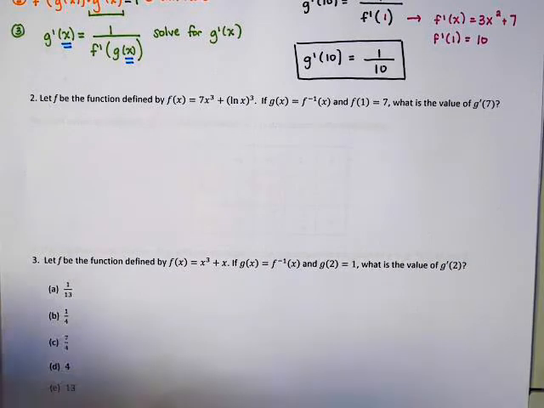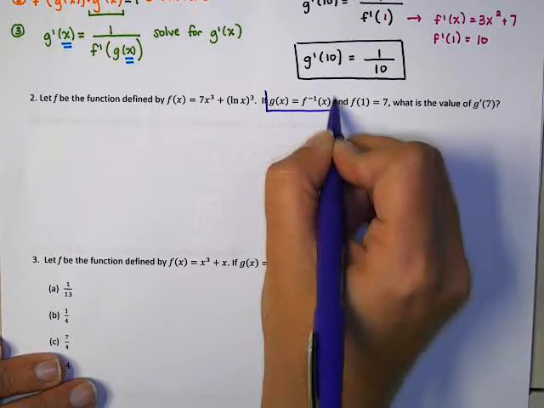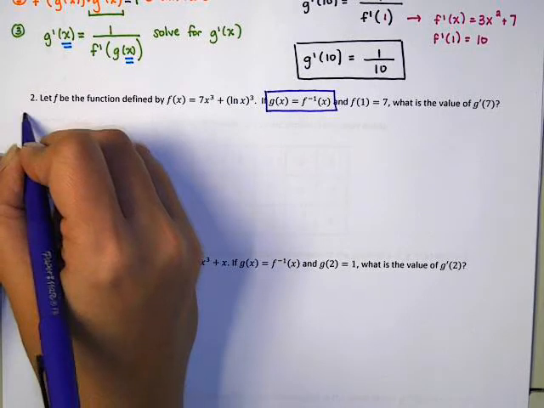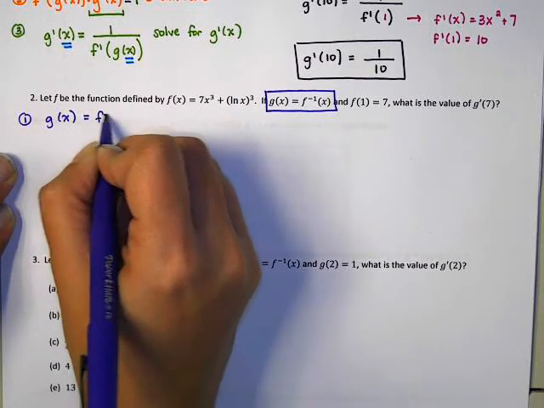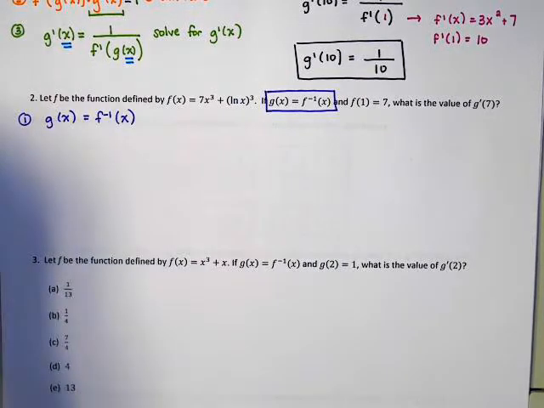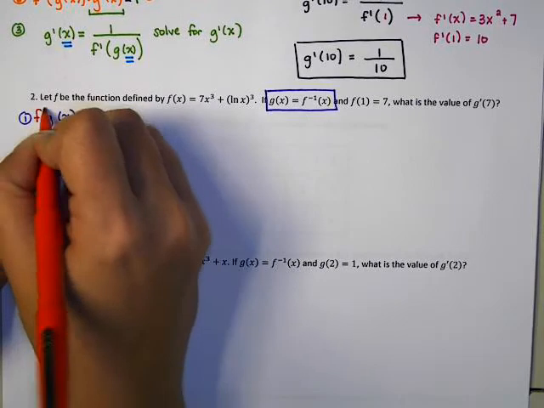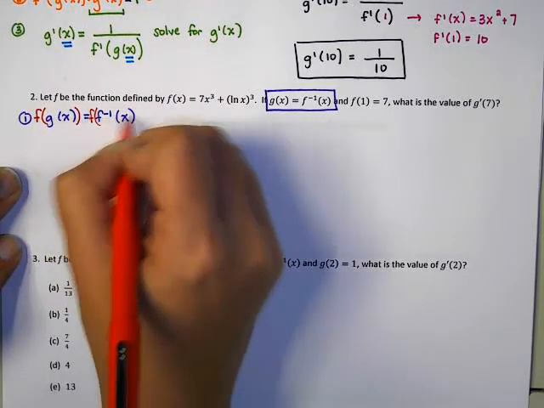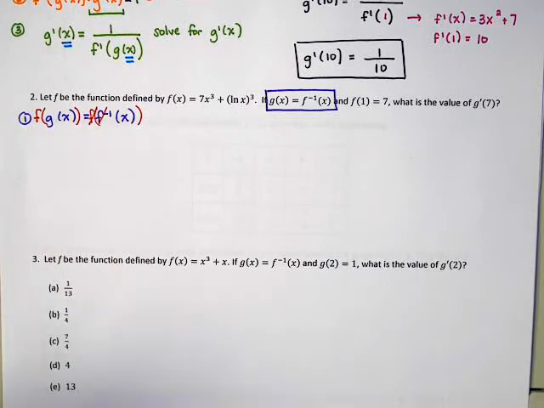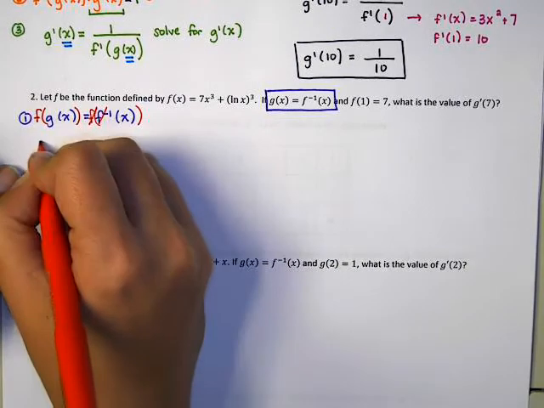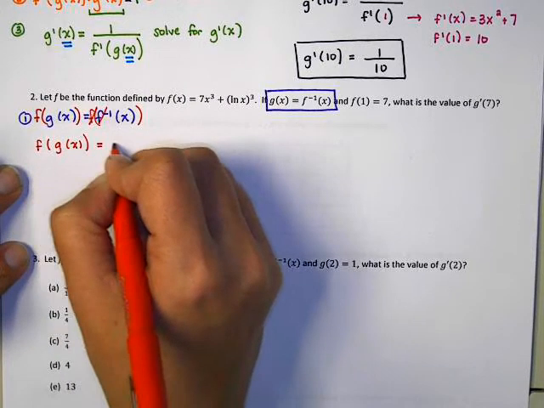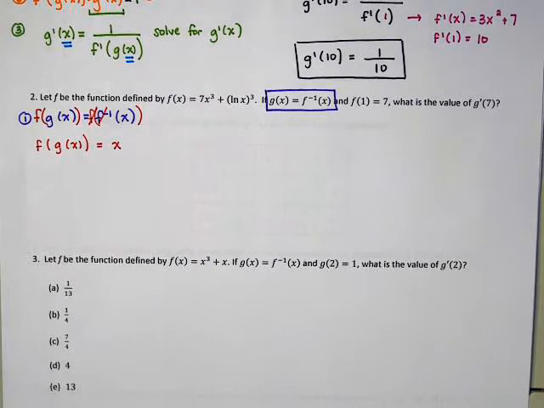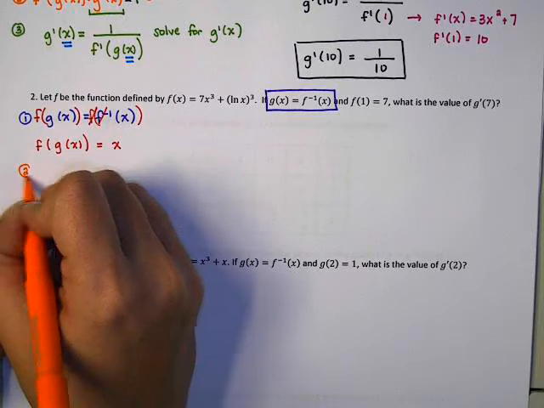So the first thing I need to recognize is that g is the inverse of f. Step number 1 is going to be to rewrite this equation so that it does not have an inverse. To do that, I'm going to take f of both sides. f and f inverse cancel because they're opposites, so my rewritten equation would be f of g of x equals just x. Step 2 now is going to be to use the chain rule to take the derivative.